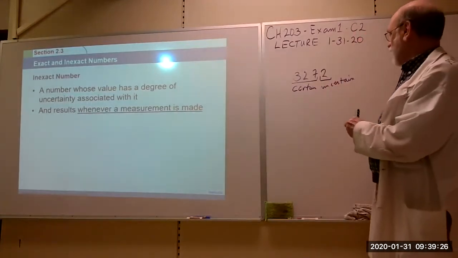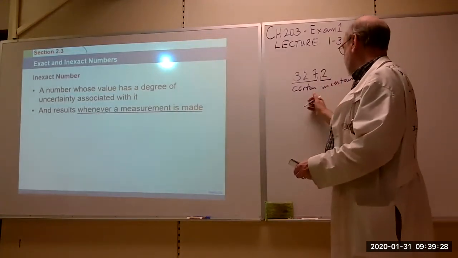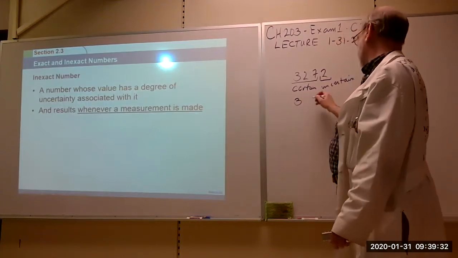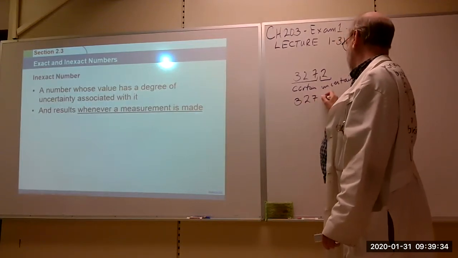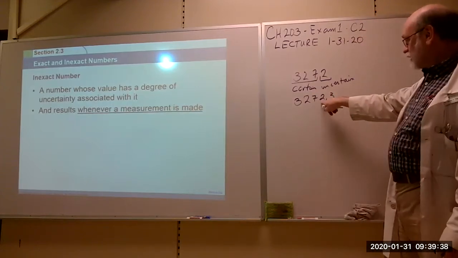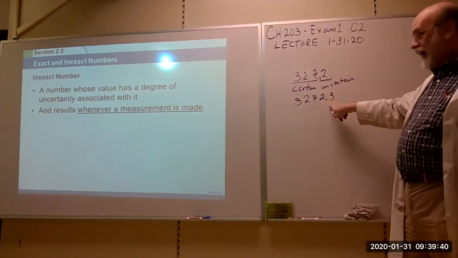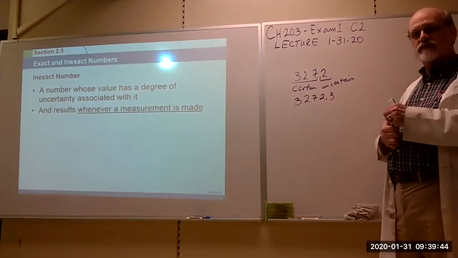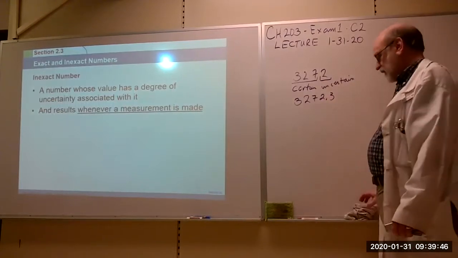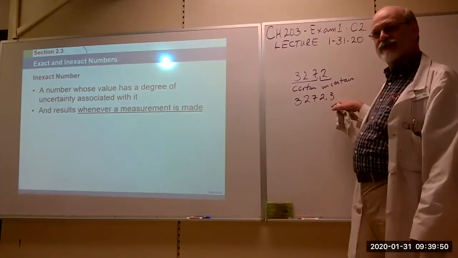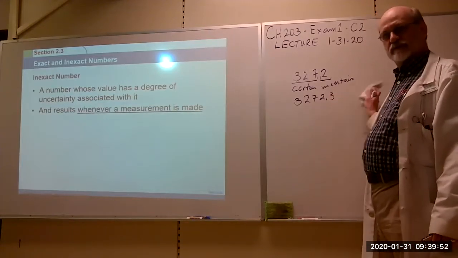If you write the number like this, let's see. Now you're saying that this one is certain and that one's uncertain. That's by convention. The last one is always the uncertain one. And that establishes the inexactness of the number, the last uncertain one.